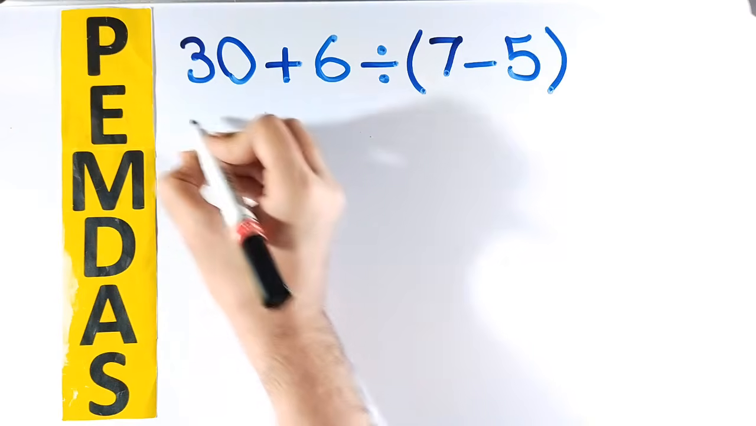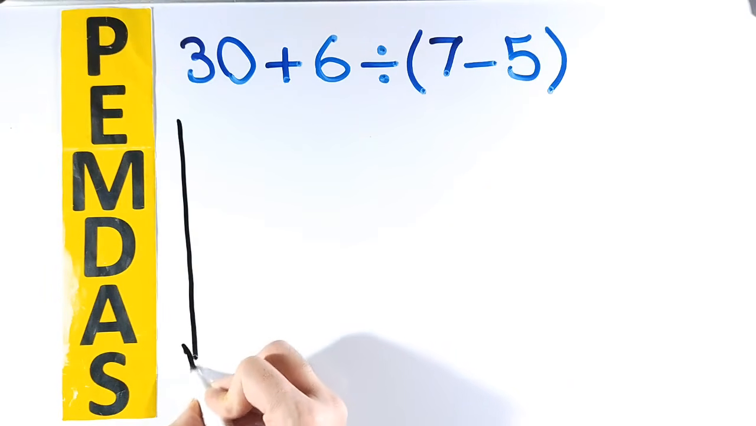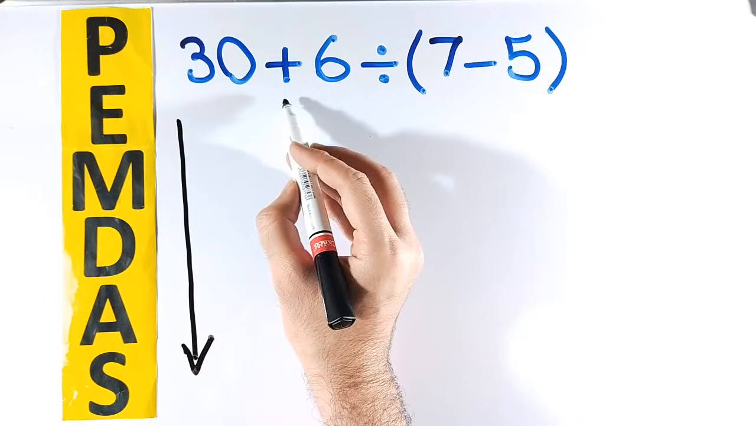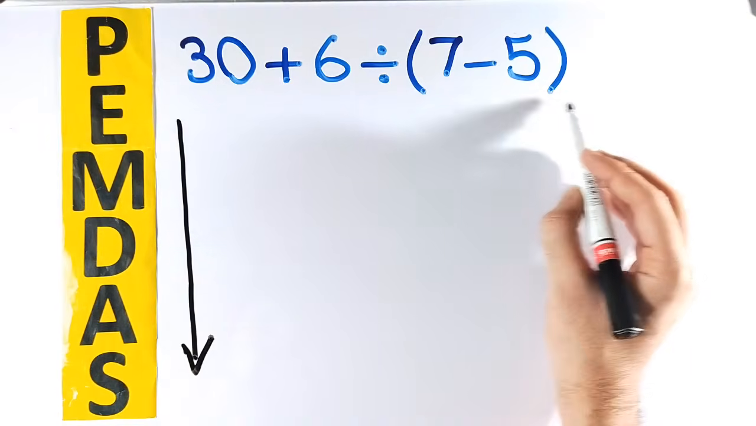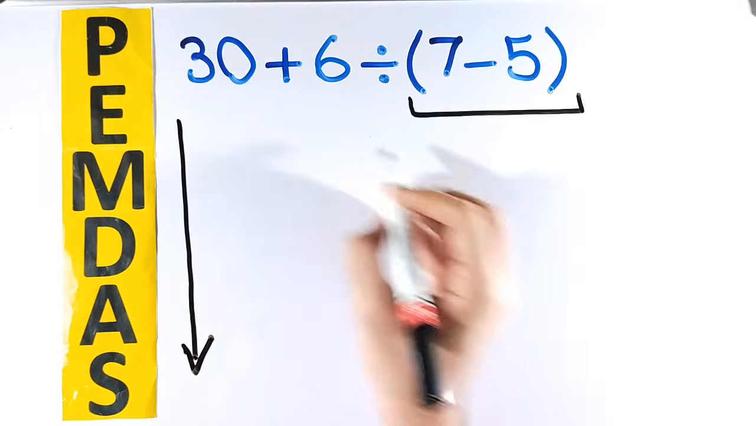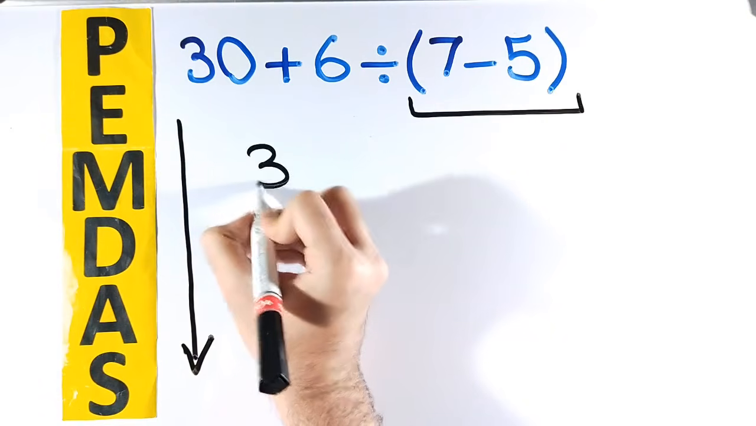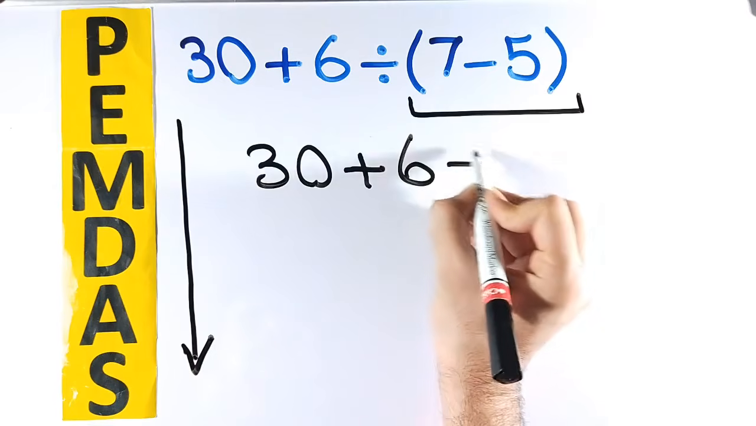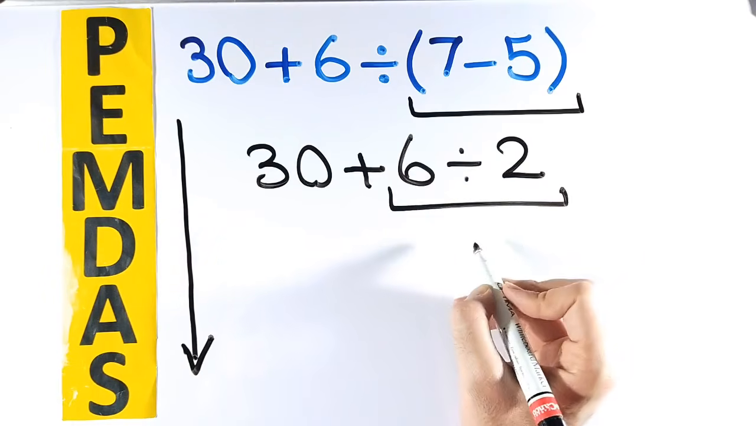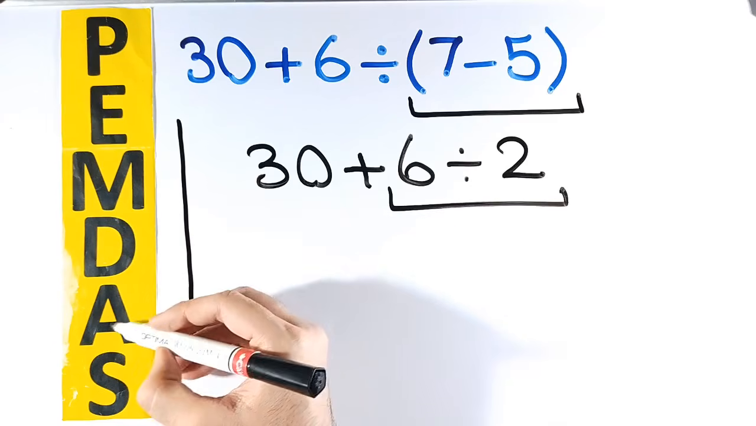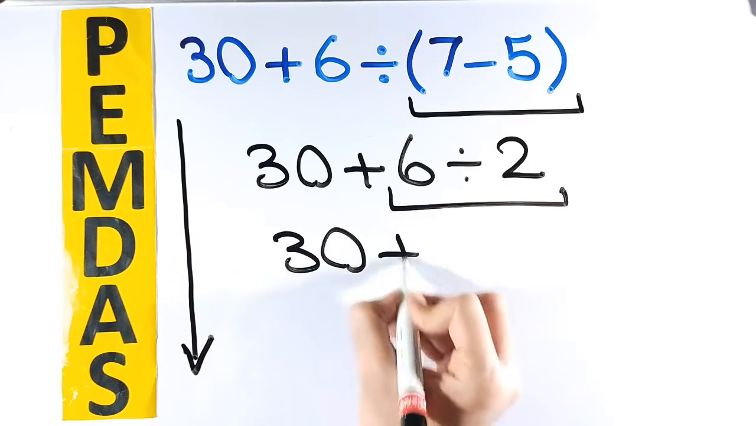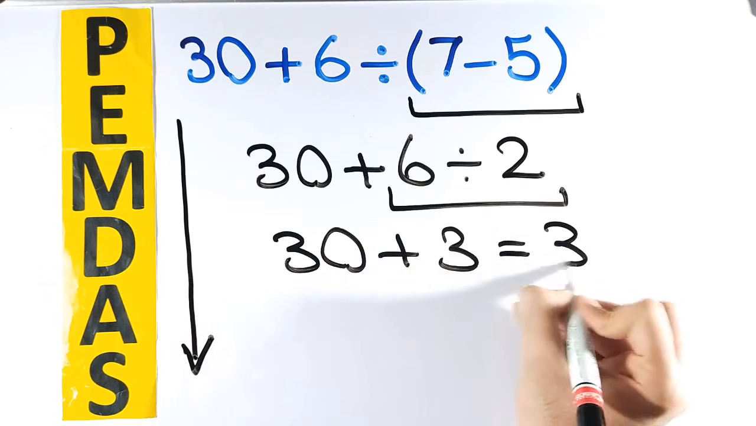To solve this question, we must follow the order of operations step by step from top to bottom. As you can see on the screen, in this expression, first we have an addition sign, then a division sign, and finally parentheses. According to the PEMDAS rule, first we go for the expression inside the parentheses, and instead of this expression, we can write 30 plus 6 divided by 2. And the next step, we go for the division between 6 and 2 because division has a higher priority than addition. So, instead of this expression, we can write 30 plus 3, which finally gives us the answer 33.